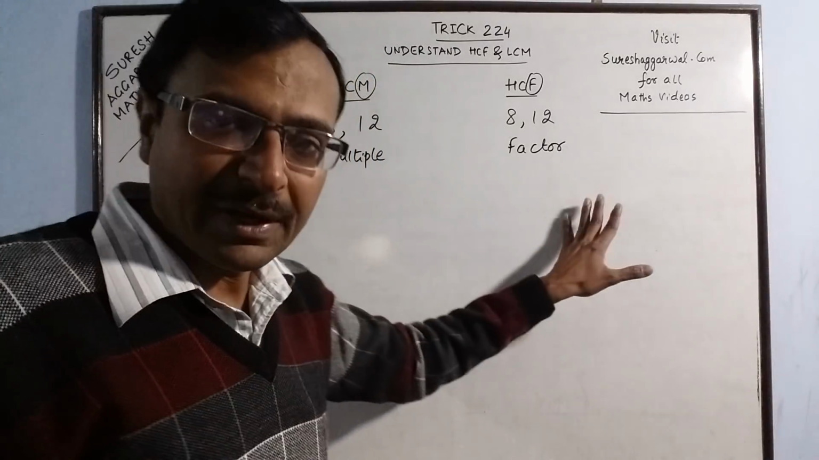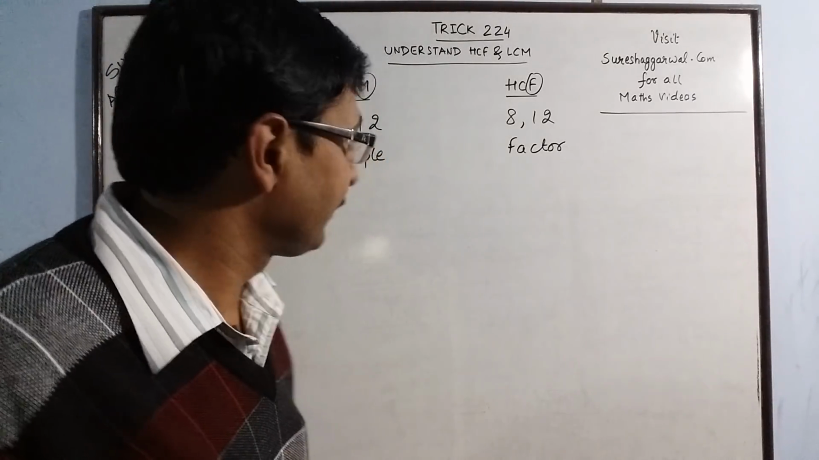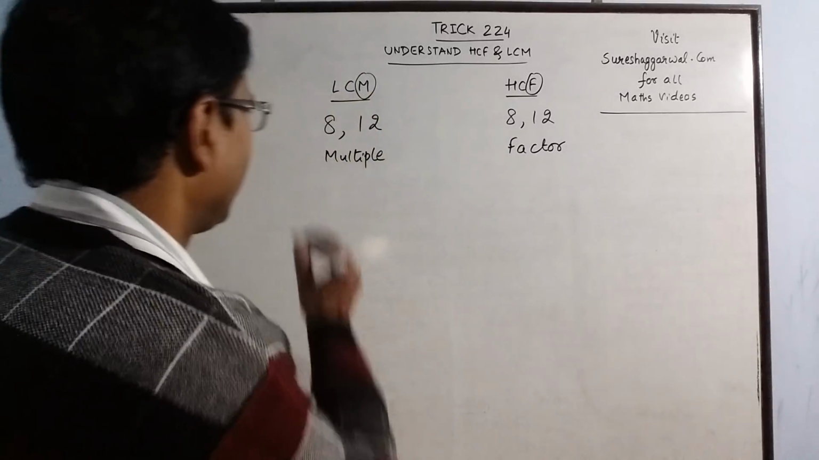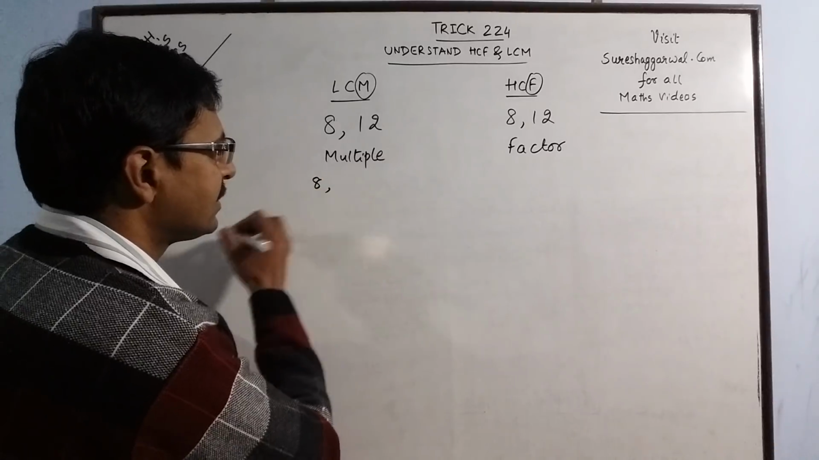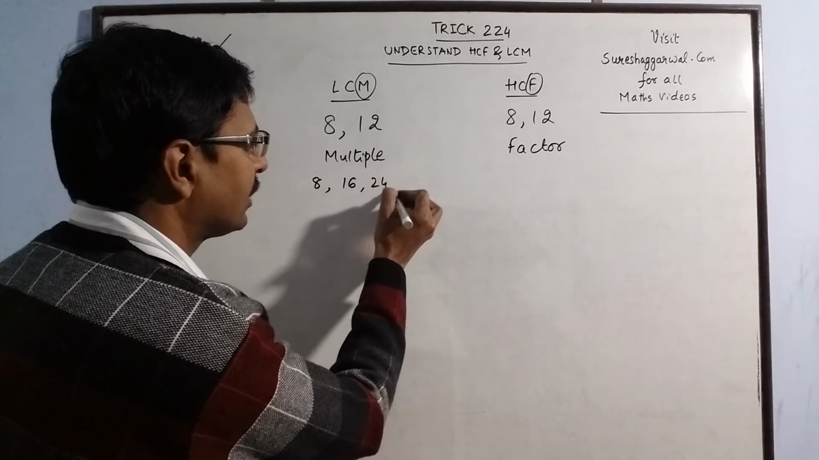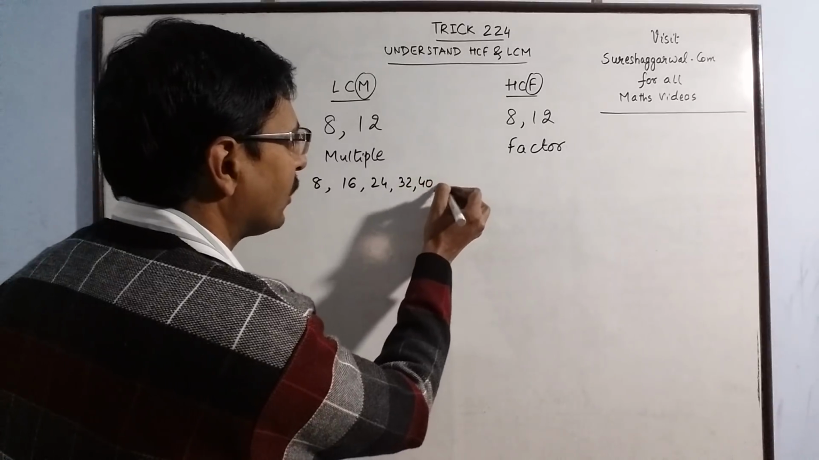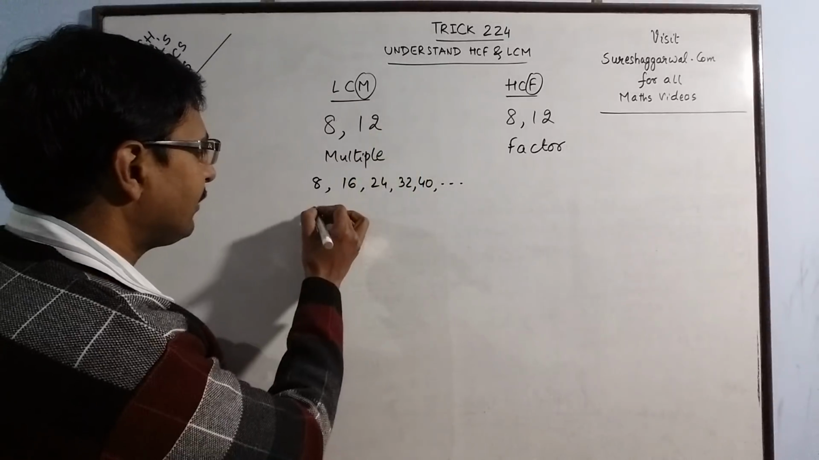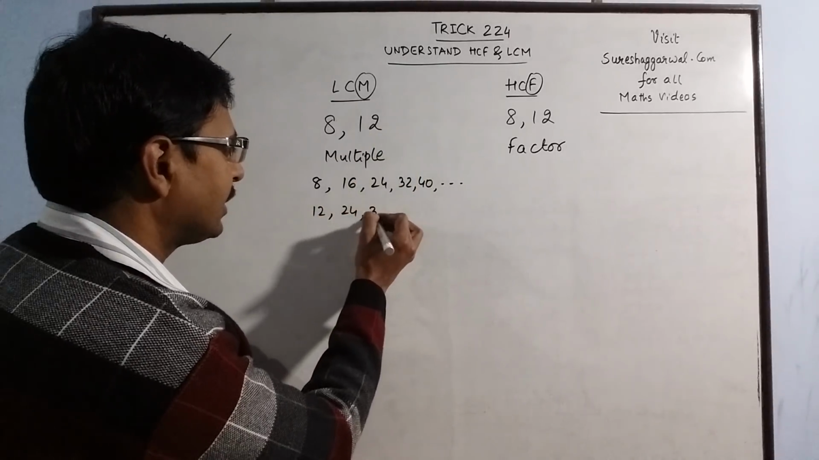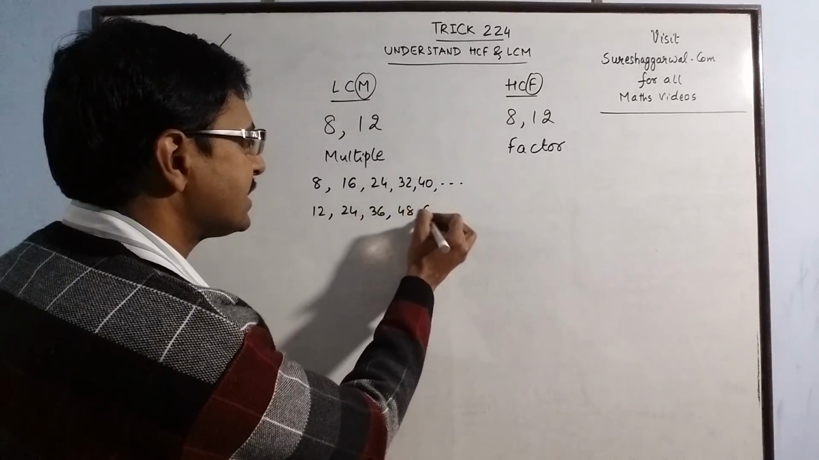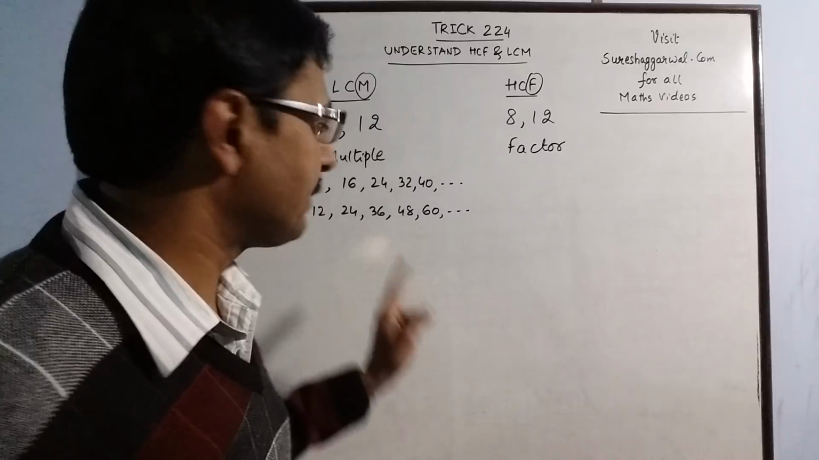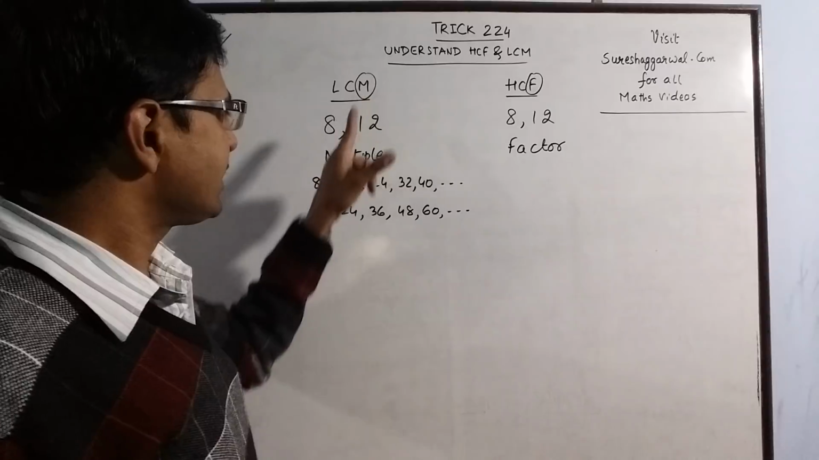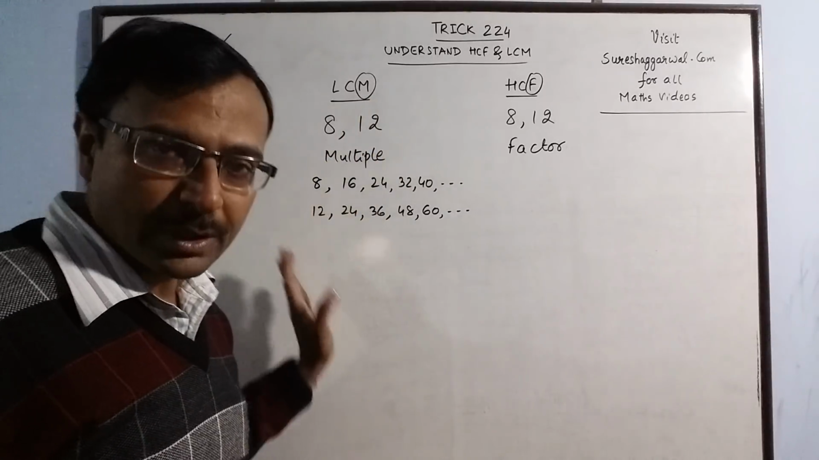So, multiples and factors. Now let me write the multiples of these two numbers whose LCM is to be found out. Now see, 8, 16, 24, 32, 40. These are the multiples of 8. And similarly, if you write the multiples of 12: 12, 24, 36, 48, 60 and so on. These are the multiples of 12. So M stands for multiple, and I have written the multiples of both the numbers.